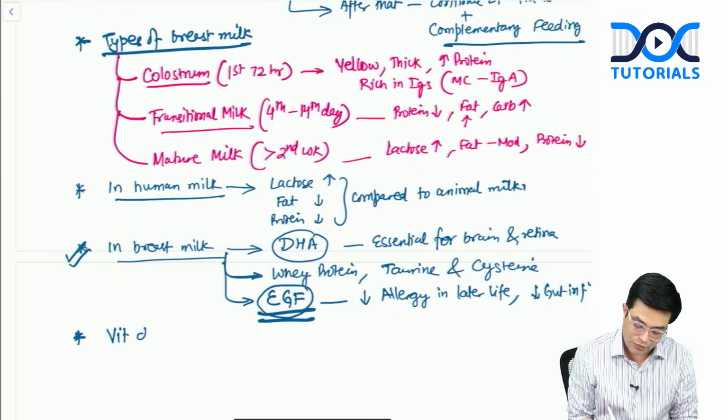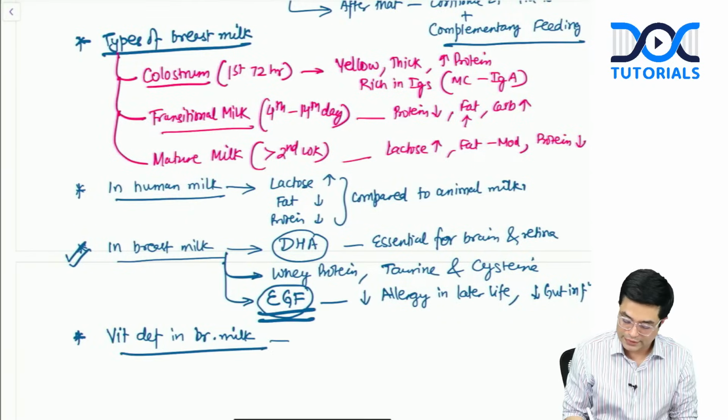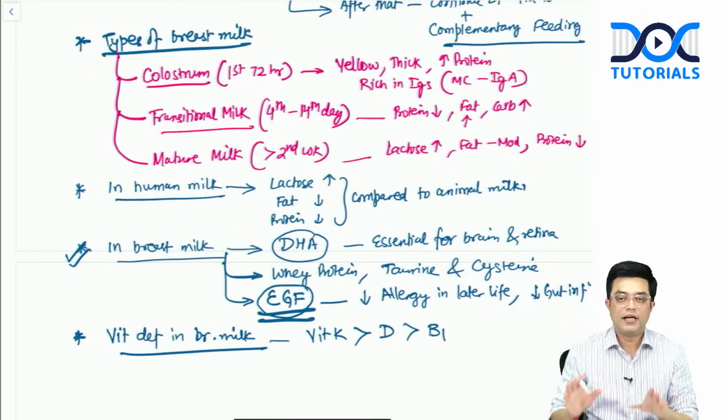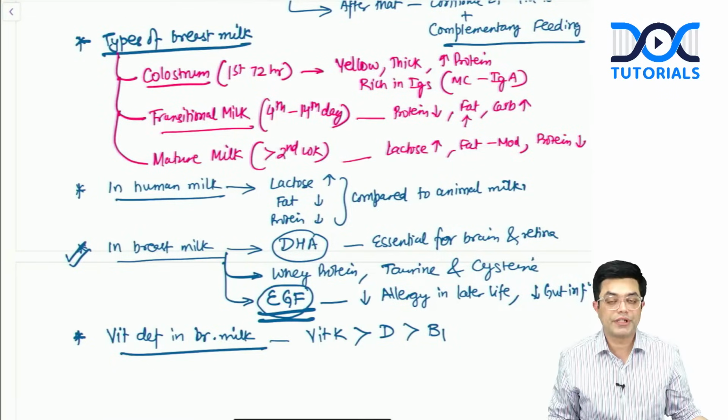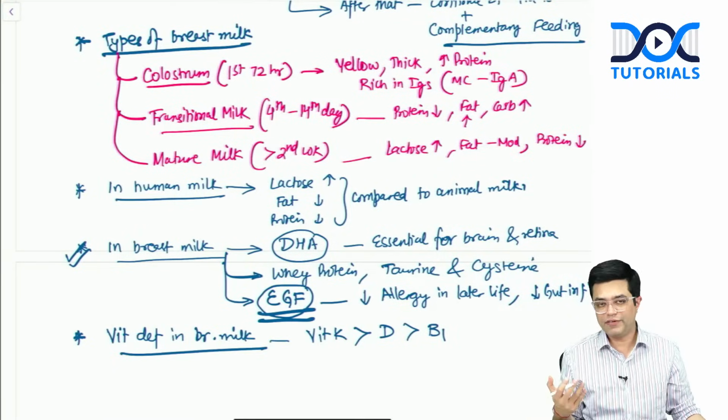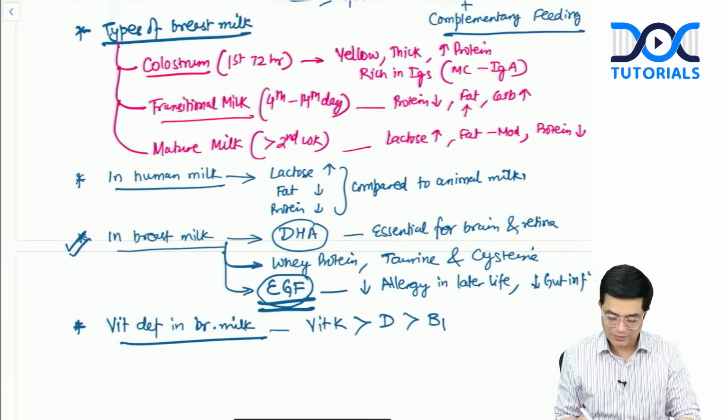What are the vitamins which are deficient in breast milk? It is vitamin K which is maximally deficient, followed by D, followed by B1. C sufficient होता है, B12 भी sufficient होता है, unless mother is having pernicious anemia or she is on a vegan diet, right? Vegans India में नहीं होते हैं, mostly India में हम लोग दूध ले लेते हैं, so that is not a problem in India.